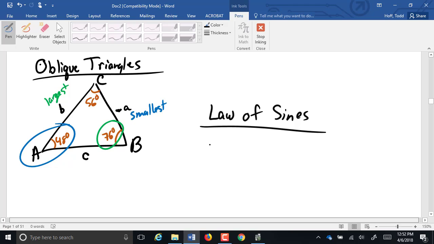So for example, the length of side A divided by the sine of angle A has the same value as the length of side B divided by the sine of angle B, which would also be equivalent to the length of side C divided by the sine of angle C. That value, the length of the side divided by the sine of its opposite angle, is a constant for the triangle. Now that's only within that triangle itself. If you go to a different triangle, it's going to be a different constant.